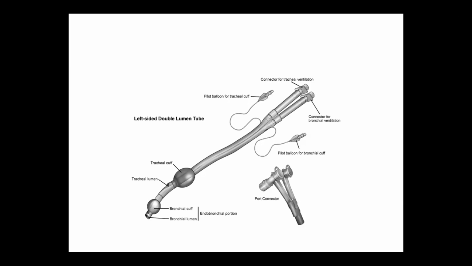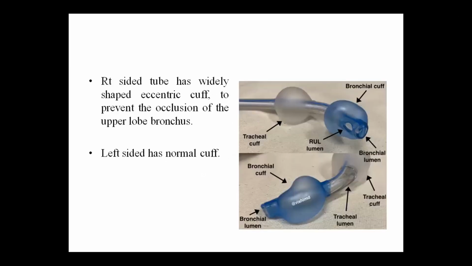Another difference is the right side tube has a widely shaped eccentric cuff. The idea is to prevent the occlusion of the upper lobe bronchus. The left sided has a normal cuff.